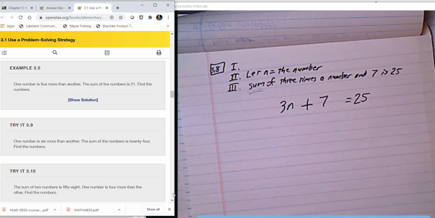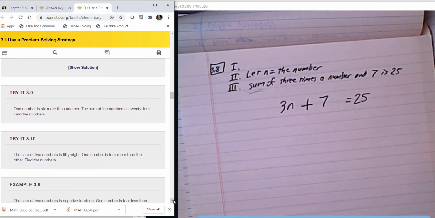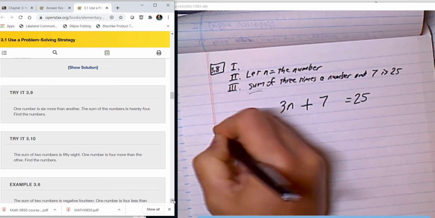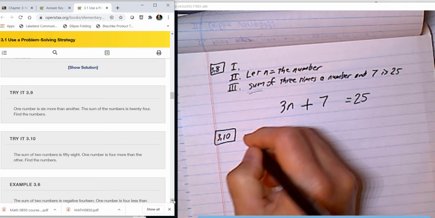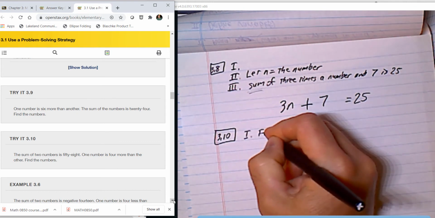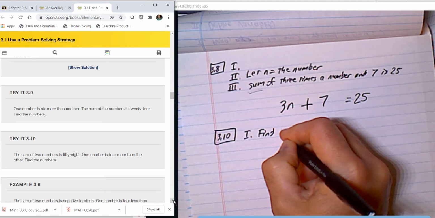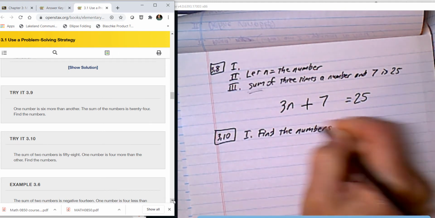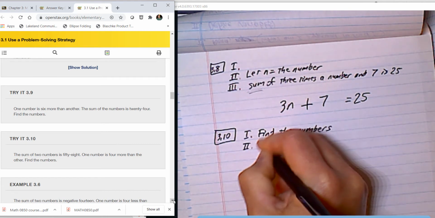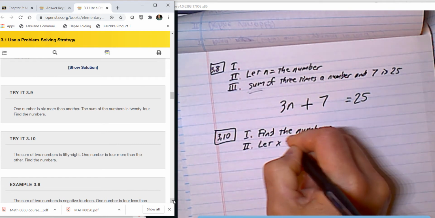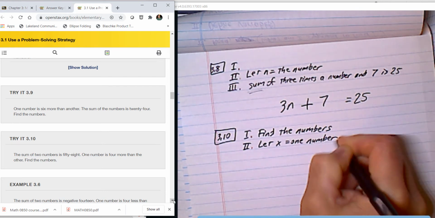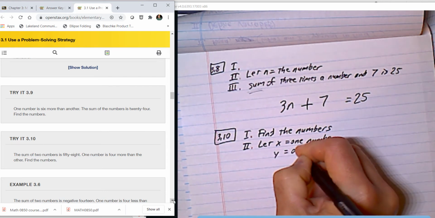310 is very similar. But I'm going to work it out because I feel like 310 is one of those problems where, since you have to find 2 numbers, it's probably easier to do this problem with 2 variables. Here's how I would approach this most likely. Let x equal 1 number. Let y equal the other number.